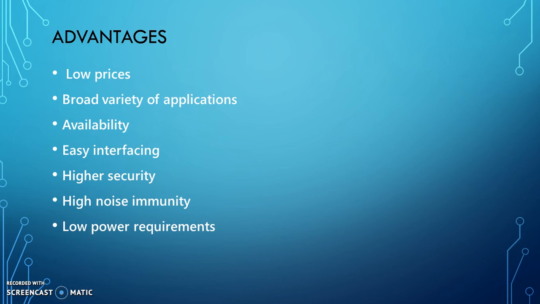These are the advantages of using the IR sensor. It has a low price, there is a broad variety of applications, it is easily available, and it can be easily interfaced with any microcontroller. Then higher security, that is, beam directionality helps ensure that data isn't detected and leaked to nearby devices as it's transmitted. High noise immunity, that is, it is not as susceptible to signal interference from other devices. Low power requirements, it requires less power as compared to other sensors.